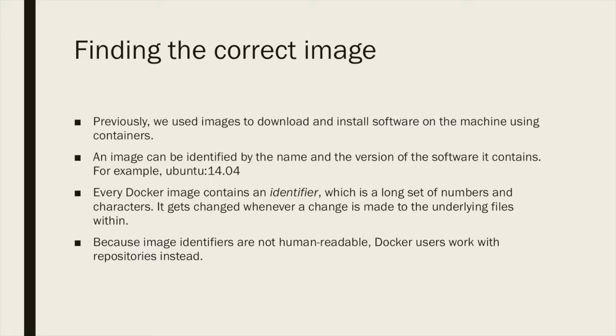For example, Ubuntu, followed by a colon, and this colon will contain a tag. We'll discuss tags shortly. And this tag contains the version of Ubuntu. It's 14.04. So this is the version of Ubuntu that this image contains. Every Docker image contains an identifier, which is a long set of numbers and characters. It gets changed whenever a change is made to the underlying files within the image.